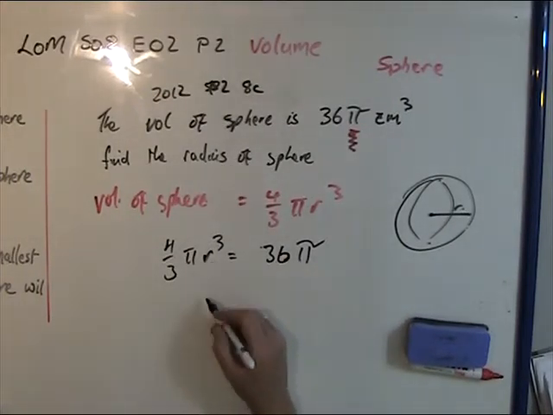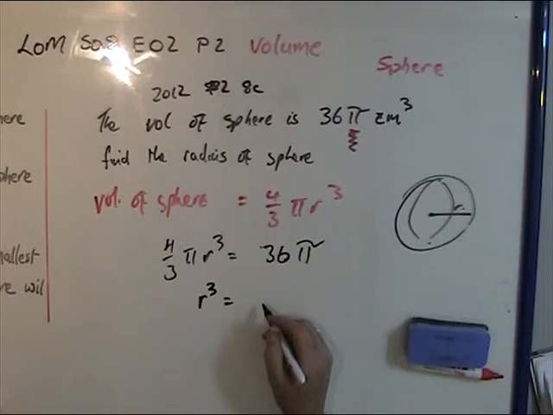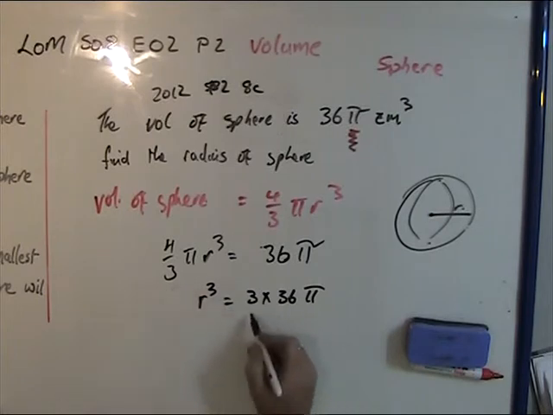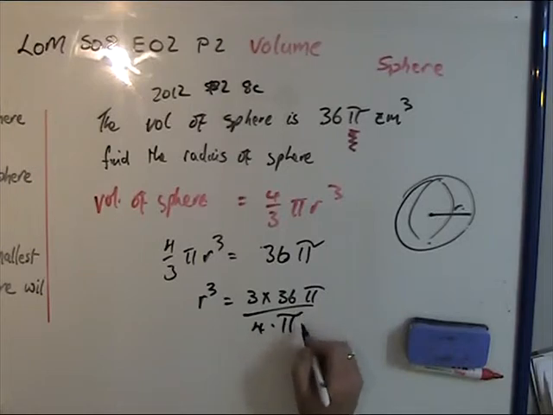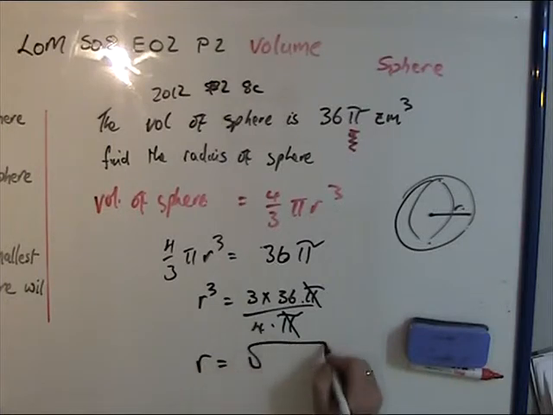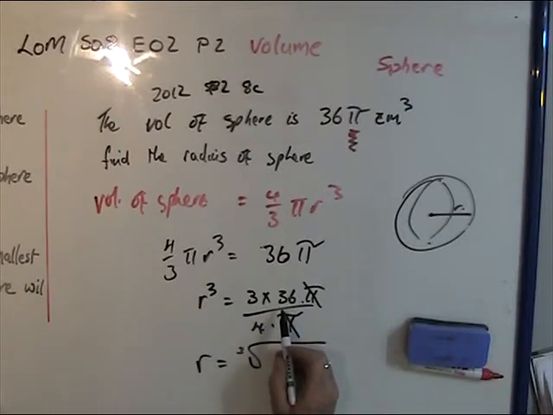So I manipulate the formula, and I've done this several dozen times throughout the papers, throughout the episodes. So I'll cross multiply: 3 over 4 times pi. Now that's 36 times pi, and I just cancel them like that. So r is equal to the cube root. Remember, you're bringing it across and using the opposite function, and this is 3 times 36 all over 4, which becomes 27.